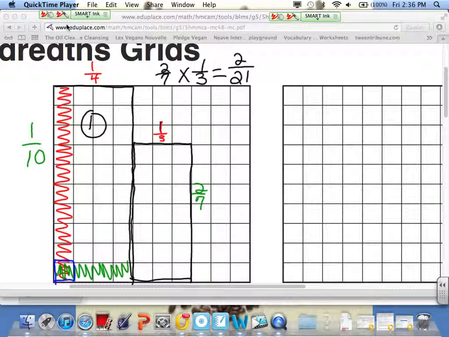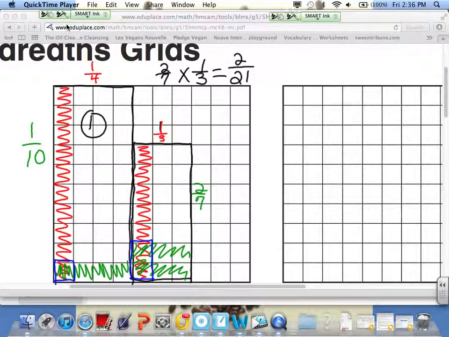Then I'm going to fill in 1 of the 3. And how many of the 7ths am I going to fill in? 2 of the 7ths. 1, 2. And then I'm going to put a box around the squares that have both the 1/3 and the 2/7 in it. And it's 2 out of the 21. Okay. I can fit one more. No, I can't. I can't fit any more in here, so I'm going to move over to my next one.